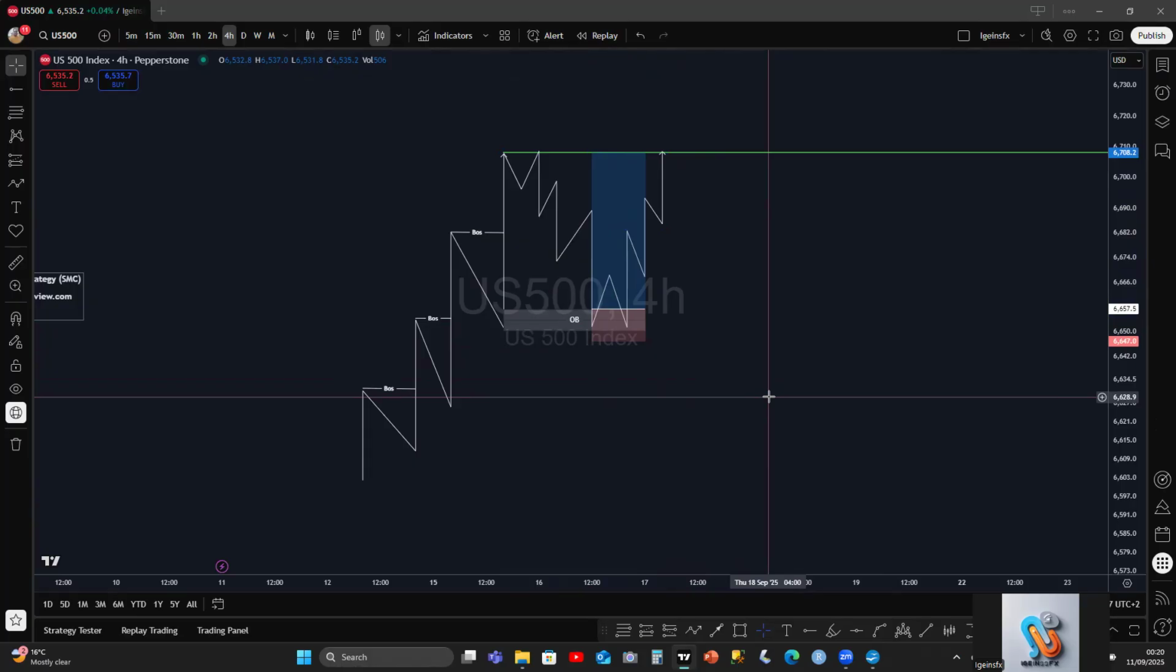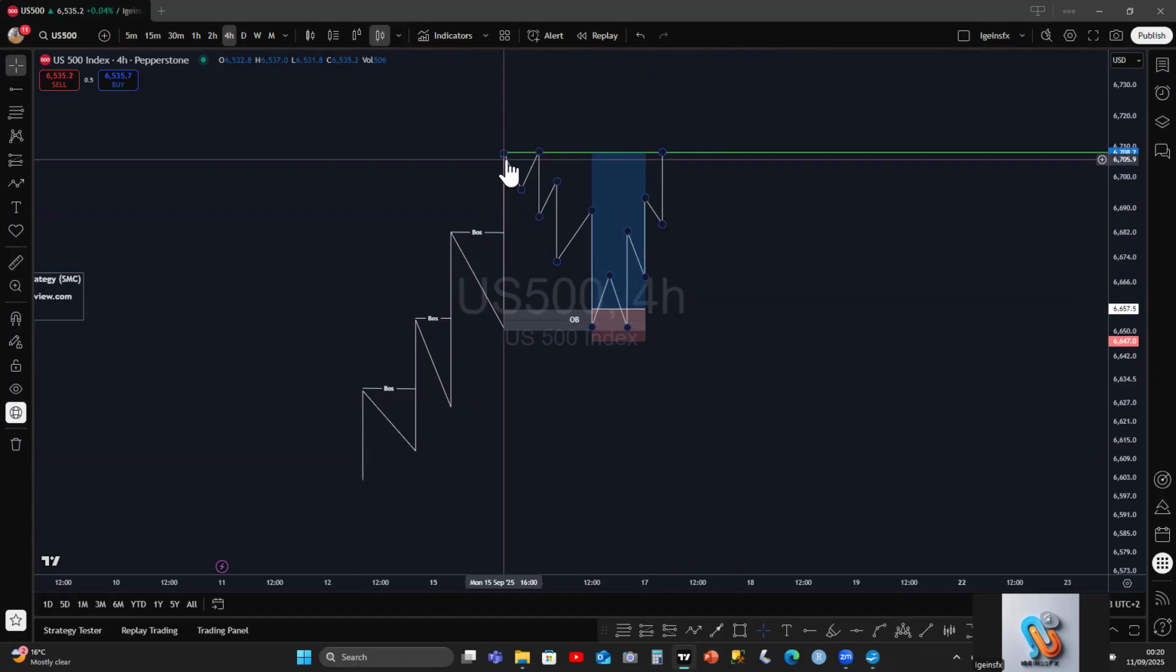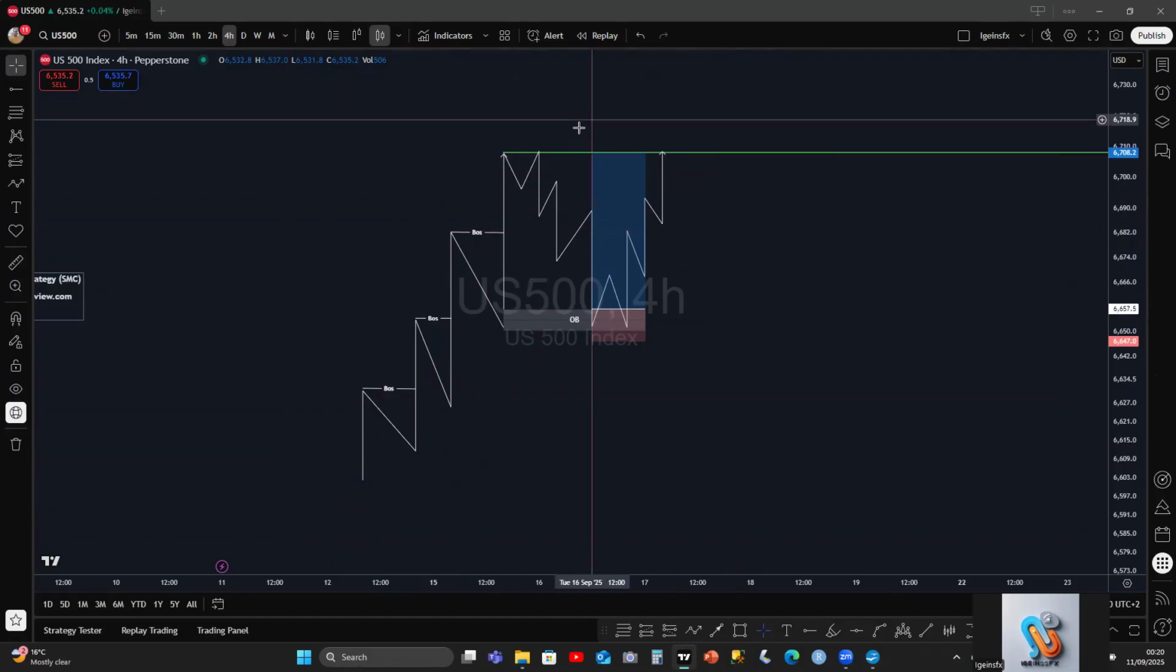This is SMC strategy for you guys. A trend that has been going on. All right. Breaking structure to the upside. We know that is bullish. And now, after this last break of structure, this push, last break of structure, price created a high.